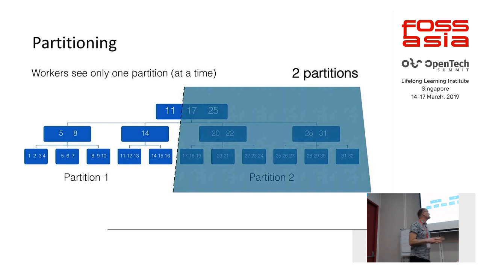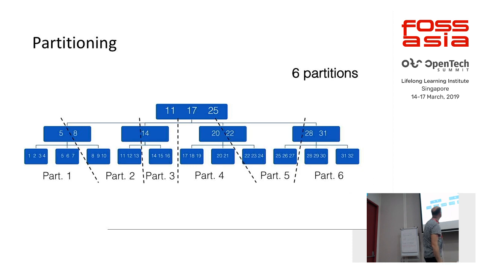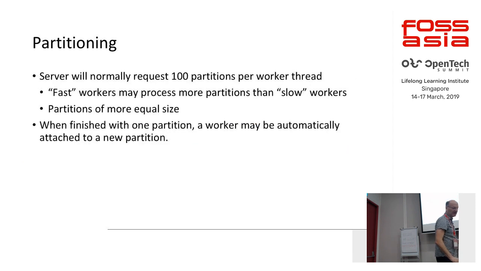For the partitioning, if you ask for a few partitions, we will only look at the root page and divide it. For example, if there are three keys here and two partitions, you will get two of the ranges in each partition. But if you want more partitions, you have to go down one level in the B-tree and partition at that level. The number of partitions depends on the number of threads you have. Yes, but I'll come to that on the next one.